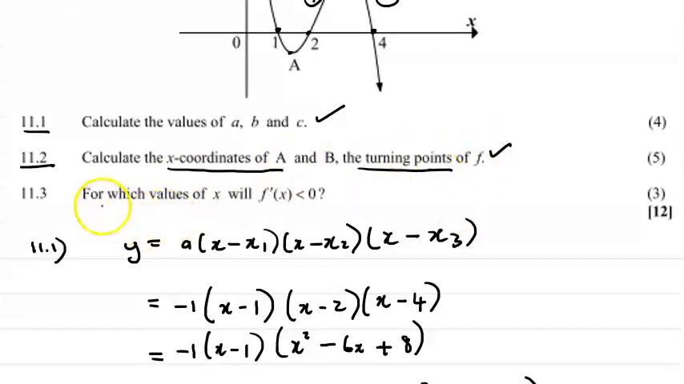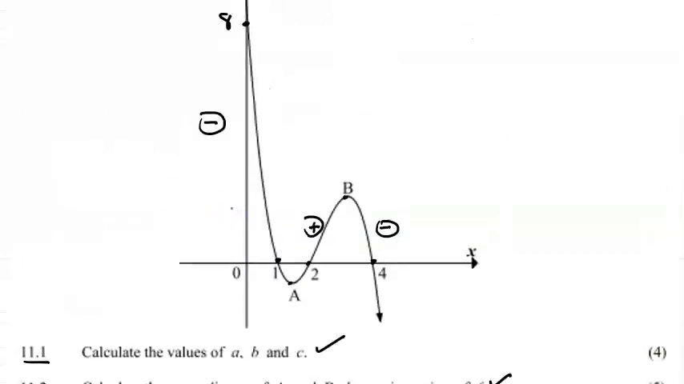So that's done. For which values of x will f prime x be less than 0? Now for this particular question, they're telling you f prime x less than 0 for which values of x? I've already done it here. If you look at it here, you're going to have a negative gradient. Therefore, f prime x will be less than 0.